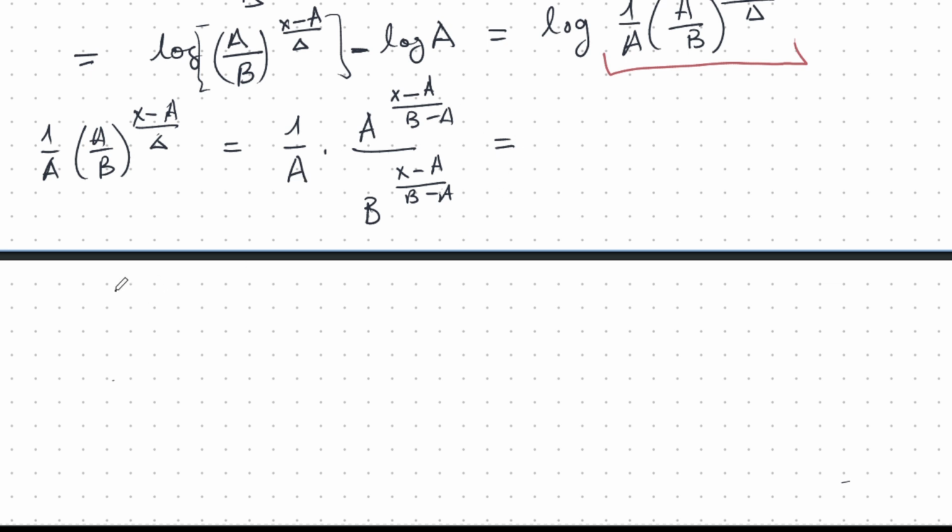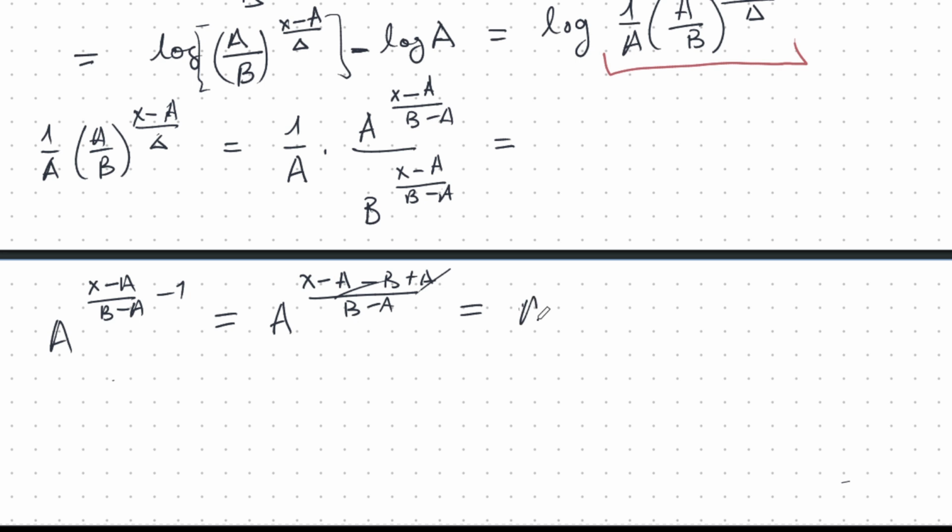Okay, so let's do a side calculation. Put everything on one denominator: x minus a minus b plus a over b minus a. And the a's go away, and I have ax minus b over delta. So I get this pretty formula. Look at this. x minus b over delta over bx minus a over delta. Now that's pretty. The symmetry of this is really beautiful.